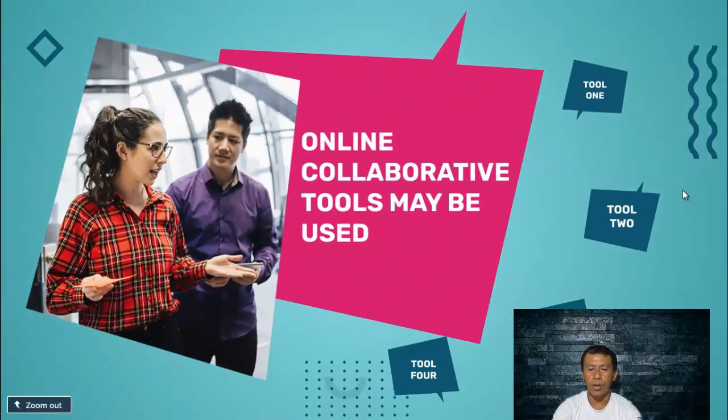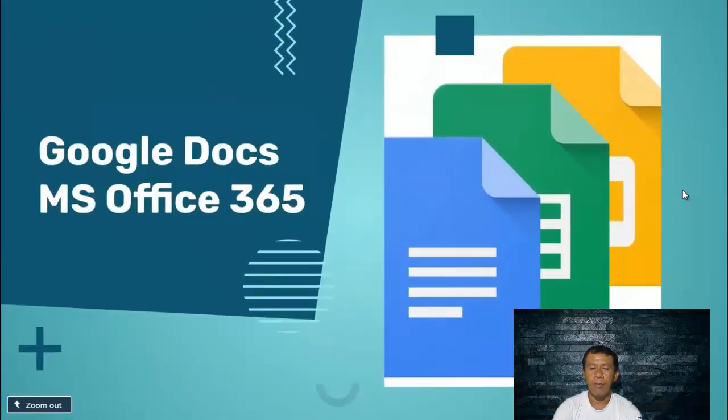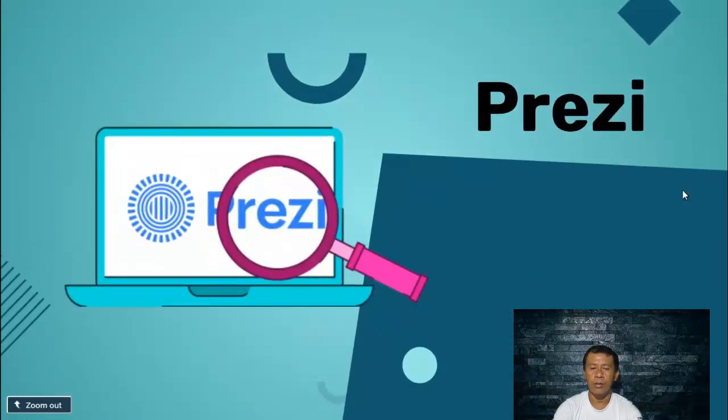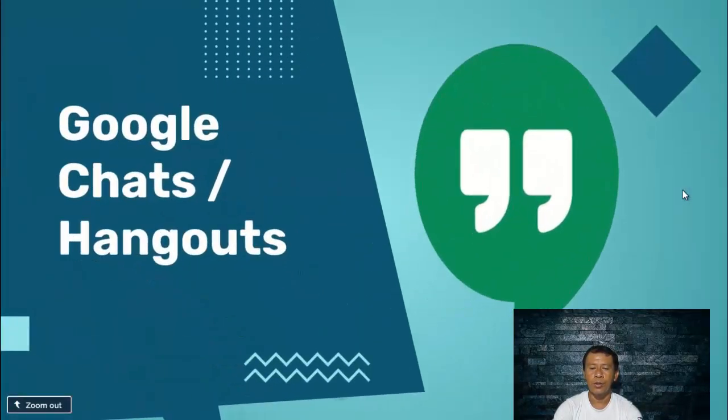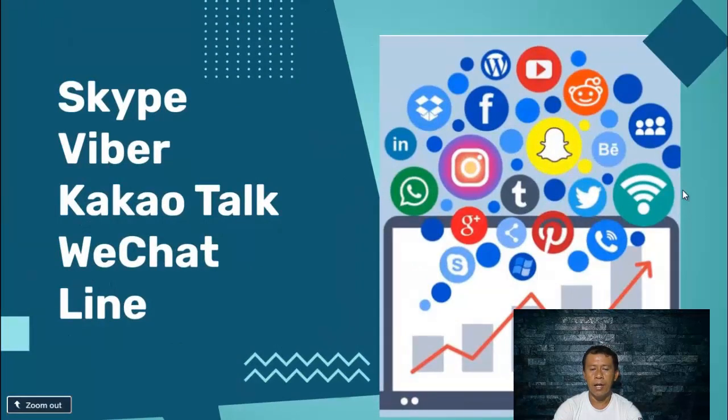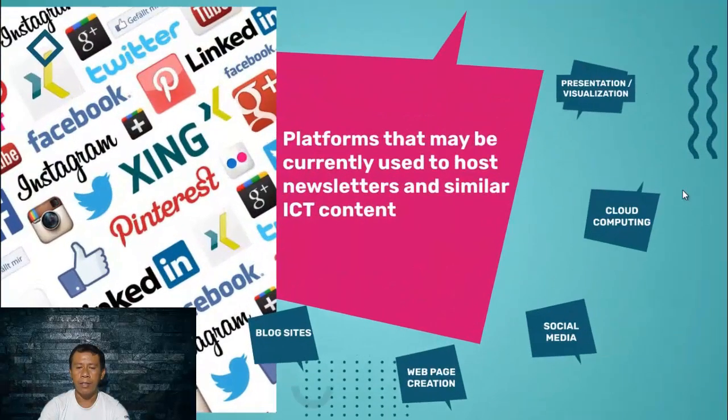And also we have online collaborative tools we may use. Tool 1, of course, we have Google Docs, MS Office 365, and Prezi, the one that I'm using, and Google Chats or Hangouts. This is not limited to only Google Chats and Hangouts. These tools that we're talking about include Skype, Viber, Kakao Talk, WeChat, and Line, but we can also use some other tools for this collaboration. And platforms that may be used to host newsletter and similar ICT content.